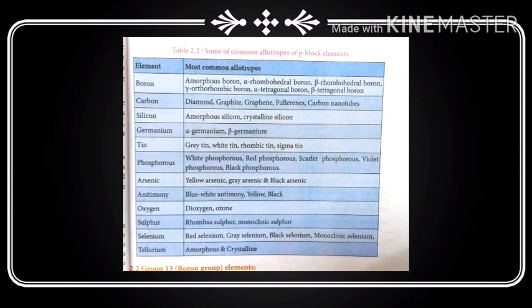So today in this session we'll stop up to this, and the physical properties and the chemical properties of group 13 will be discussed in the next class.